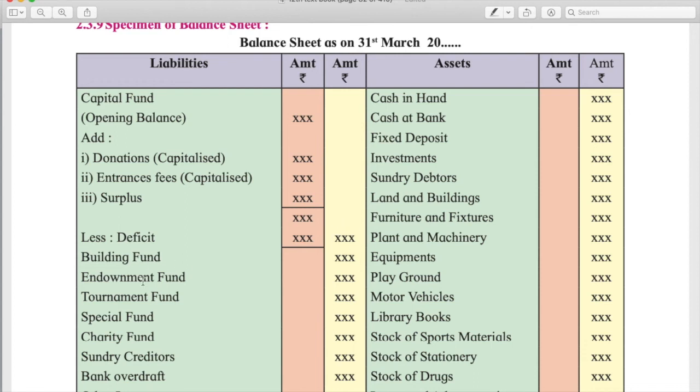Then see building fund, endowment fund, tournament fund, special fund, charity fund, ये जो सारे funds हैं ये हमारे liabilities होते हैं. It is a liability till the time it's not been used for that specific purpose. यानी कि अगर for example building का construction किया तो फिर बिल्डिंग में से उतना पैसा माइनस हो जाएगा या पूरा पैसा माइनस हो जाएगा, तो फिर वो हमारा लायबिलिटी रहेगा नहीं, because that money we have kept aside for that specific expense only.